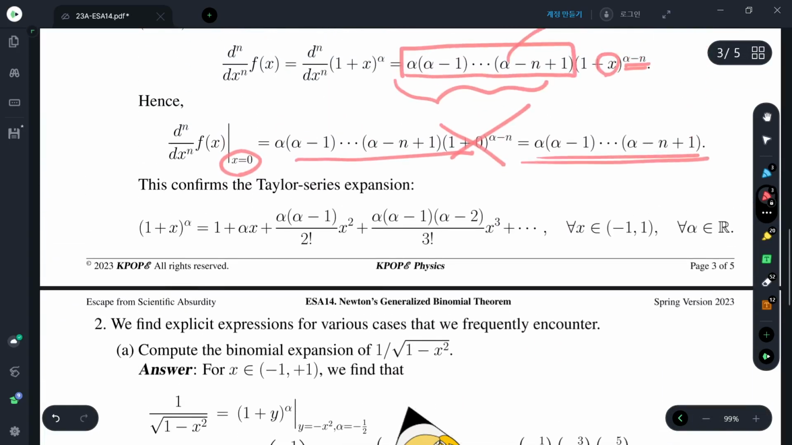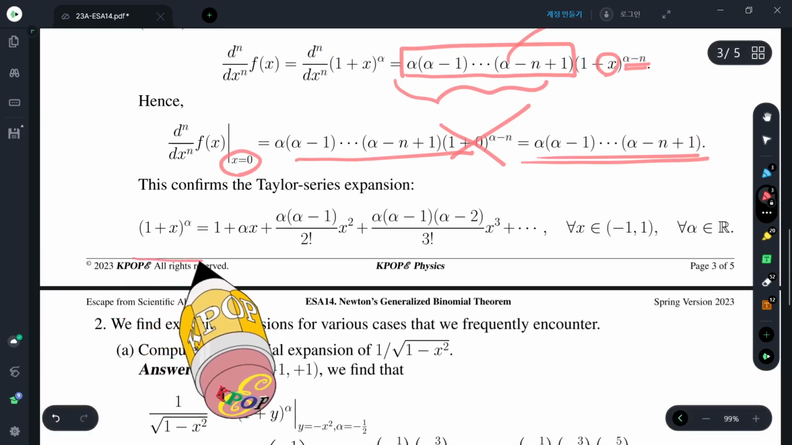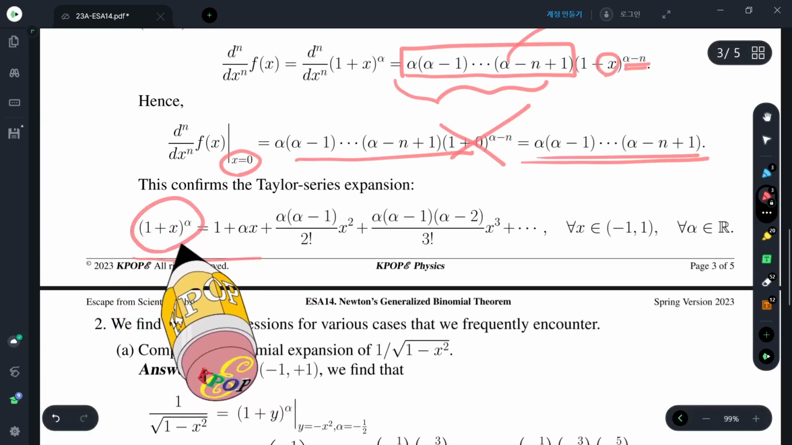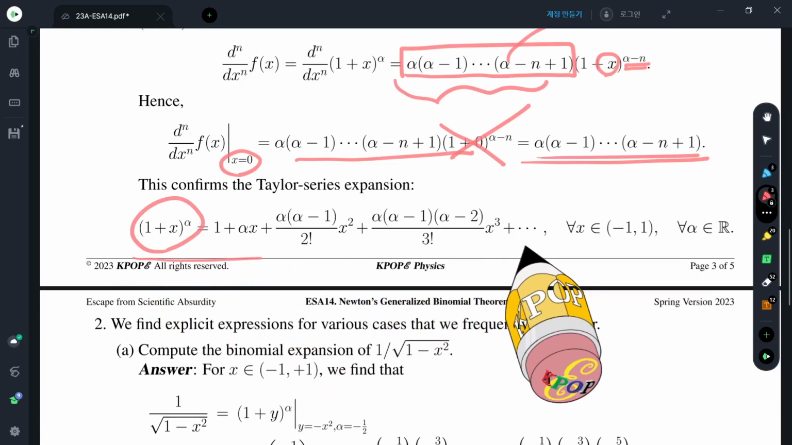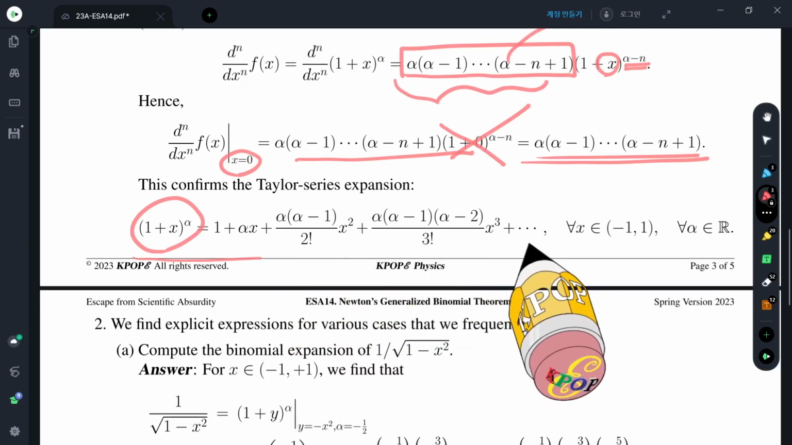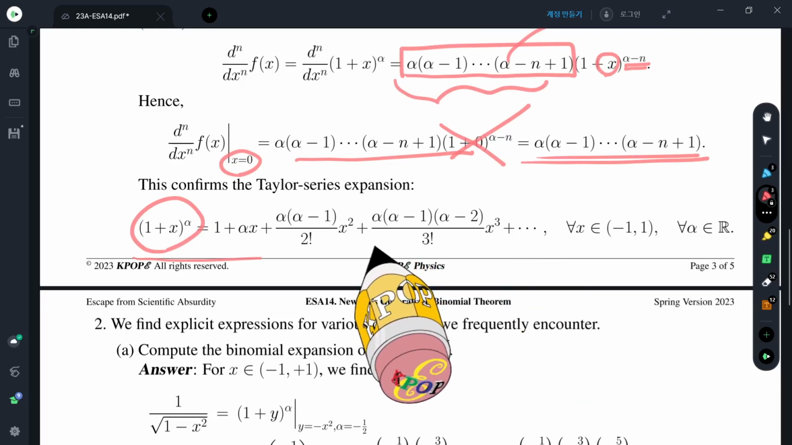As a result, our Taylor series expansion of 1 plus x to the alpha is this kind of form. It is very similar to the expression coming from the binomial theorem for positive integers, but it is an infinite series in general, in case alpha is not a positive integer.